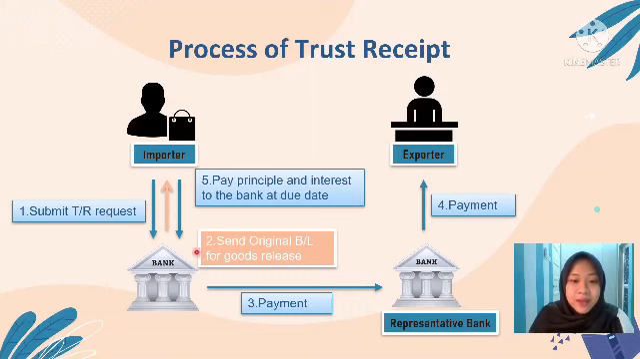The second step is, when the bank certifies the trust receipt requested by the importer, the bank will send the original bill of lading for the goods release, where the bill of lading is an agreement between the shipper and carrier on the details of the goods. The third step is the importer bank will pay what has been requested by the importer to the exporter bank, which is the representative bank, with the letter of guarantee payment for the merchandise. The fourth step is the exporter bank or the representative bank will pay the money to the exporter. And the last step is the importer needs to pay the principal plus interest to the bank at the due date.